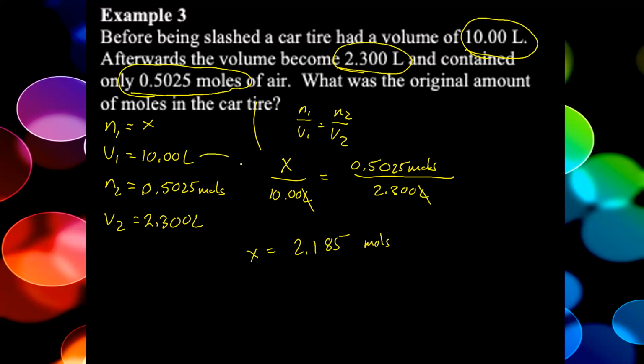Notice what happened. The volume went down. That's what's happening if your tires get slashed, they're going to deflate. And so my moles, this is my original here that we just found, also went down, so it does work. When the volume went down, the moles went down. Now remember, I solved for N1, so you have to start at 2.185 and go to 0.5025 to be sure you see how it goes down.